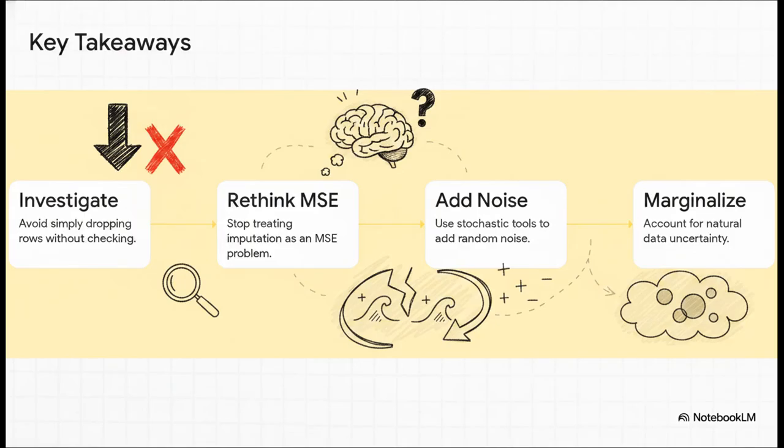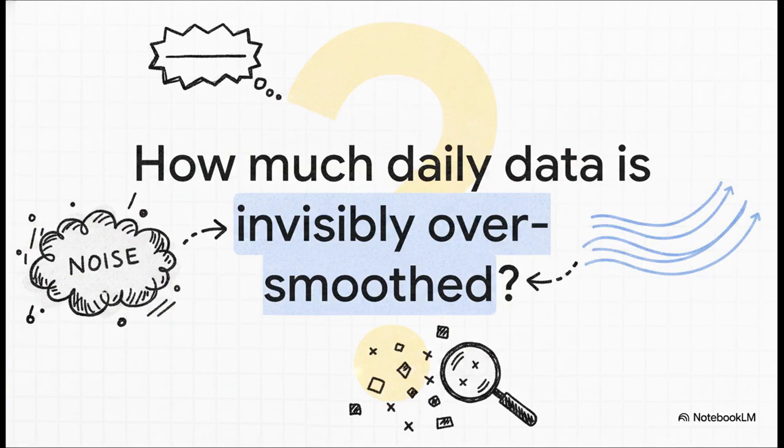So let's turn this into some actionable steps. Next time you're tempted to just delete a row with missing data using na.omit, just pause, investigate it. Stop falling into the accuracy trap by treating imputation as just another MSE prediction problem. Instead, try utilizing stochastic tools like MICE to add proportional random noise back in. You have to marginalize downstream estimates to account for that uncertainty so your analysis doesn't end up lying to you with false, over-smoothed confidence.